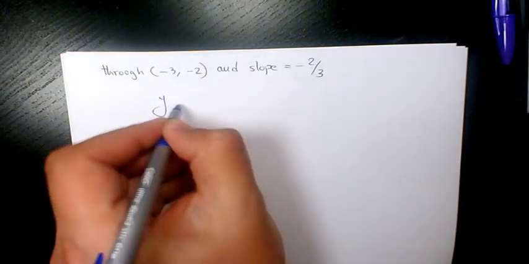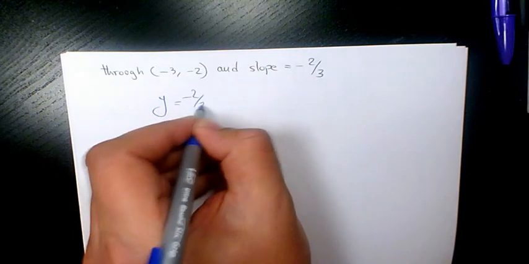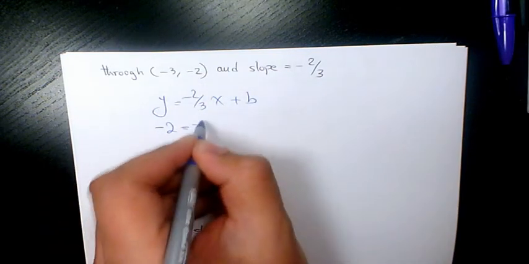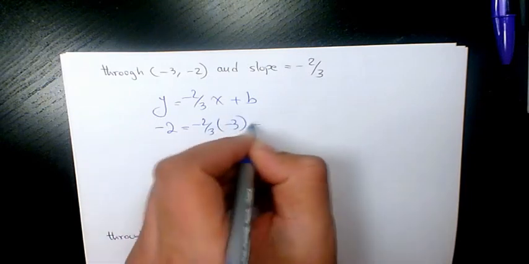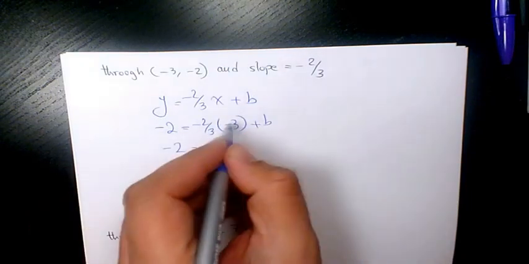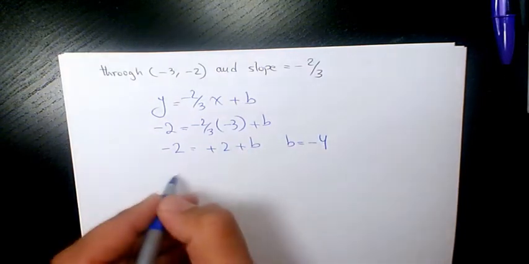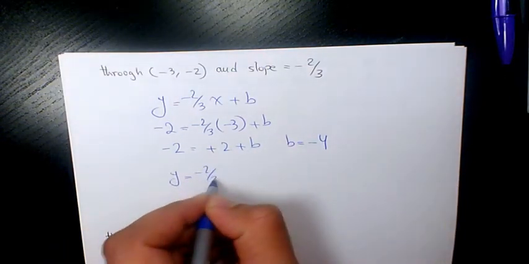This one we have slope is negative 2 over 3, so negative 2 over 3x plus b. We sub the y and x values. So we have negative 2 equals positive 2 plus b. So b will be negative 4. So we have y equals negative 2 over 3x minus 4.